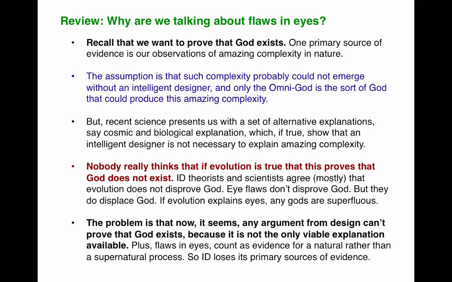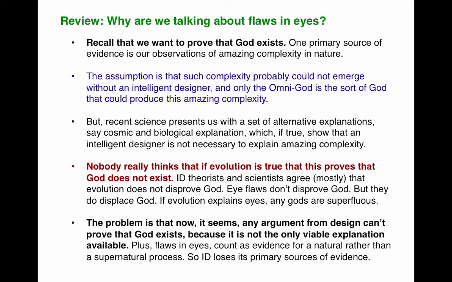So let's review. Why are we talking about flaws in eyes? Recall that we want to prove that God exists. One primary source of evidence is our observations of amazing complexity in nature. The assumption is that such complexity probably could not emerge without an intelligent designer. And only the omni-God is the sort of God that could produce this amazing complexity. But recent science presents us with a set of alternative explanations, say cosmic and biological explanation, which, if true, show that an intelligent designer is not necessary to explain amazing complexity.